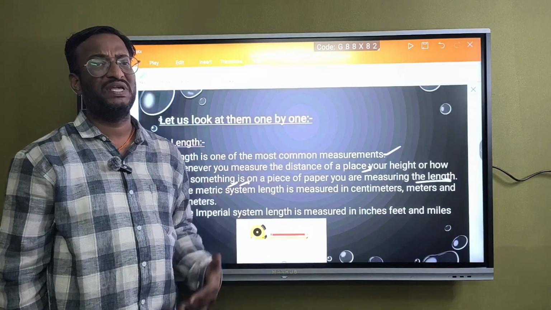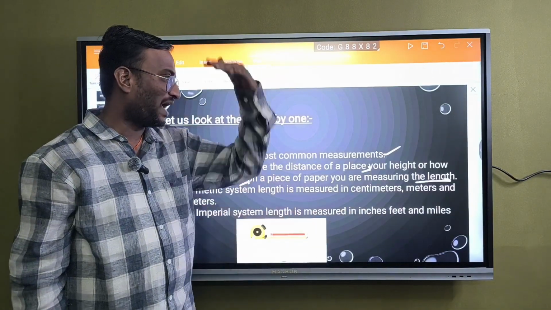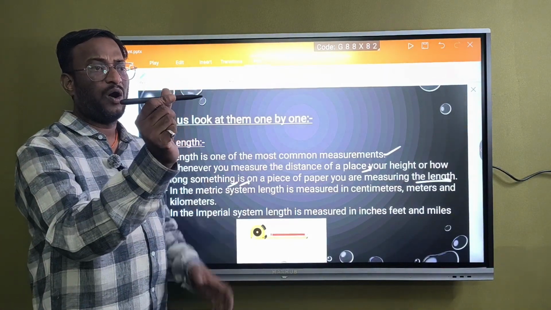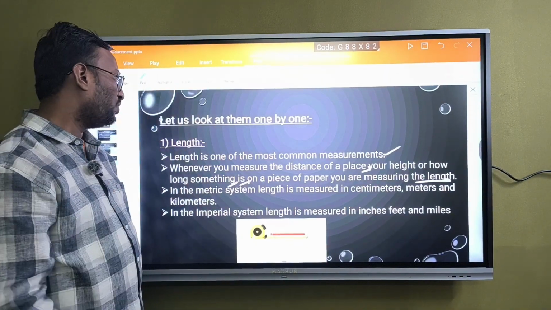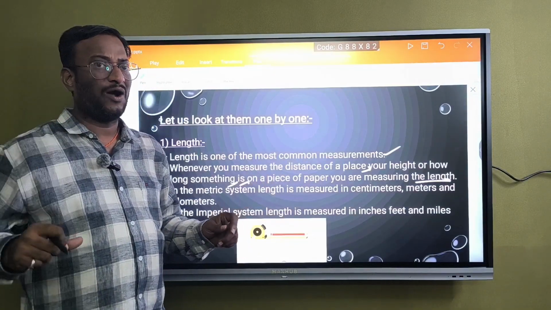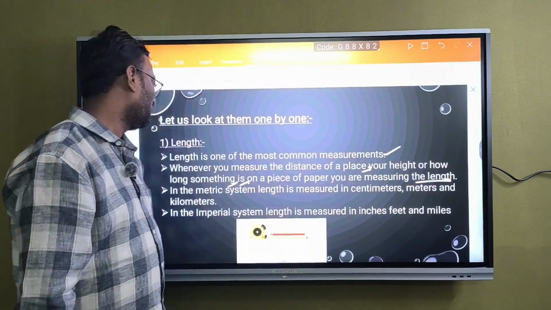Distance of a place from here to one more particular place, what is the distance, and what is your height and how long something is. So of course this pen, how long it is. A piece of paper, how long the paper is, how wide, its breadth and length. Okay, you are measuring the length.